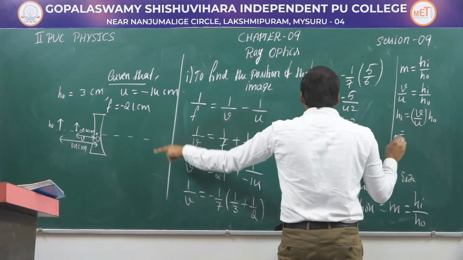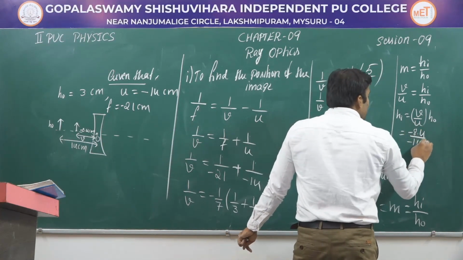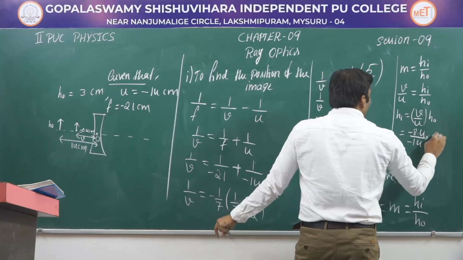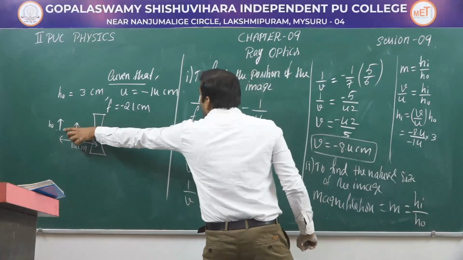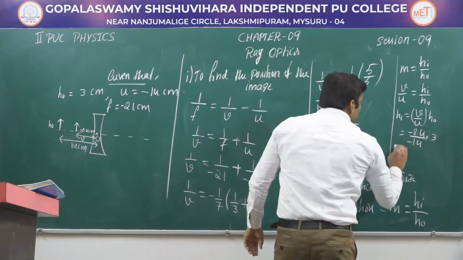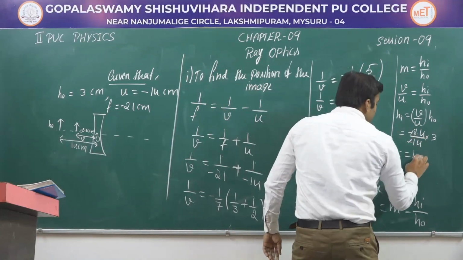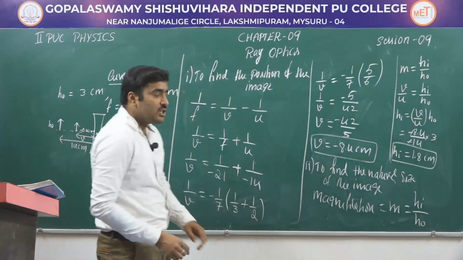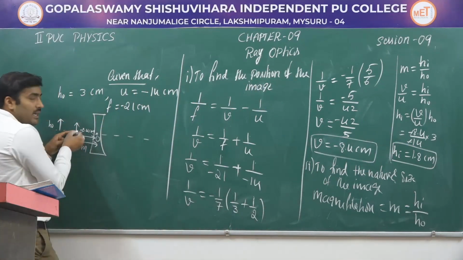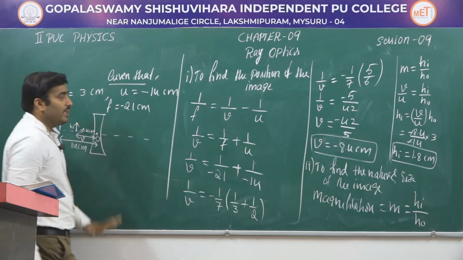So V is equal to minus 8.4 divided by U is minus 14 into height of the object is 3, which is in the upper side, therefore it is positive. So height of the image will be, this minus and minus gets cancelled, it is 1.8 centimeter. So it is positive, means the image is erect image. The height of the image is found to be 1.8 centimeter.